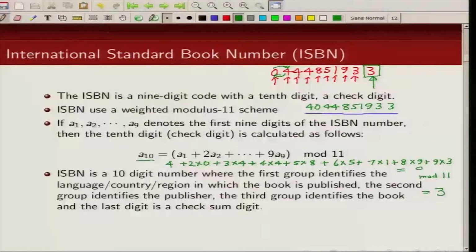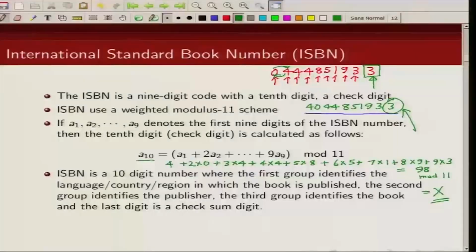So this will be 98 mod 11, and what is 98 mod 11? 11 8s are 88, so that is 10, so that would be X. Note that this check bit is not matching with the check bit calculated this way. So you can see this particular ISBN code can detect transposition error.